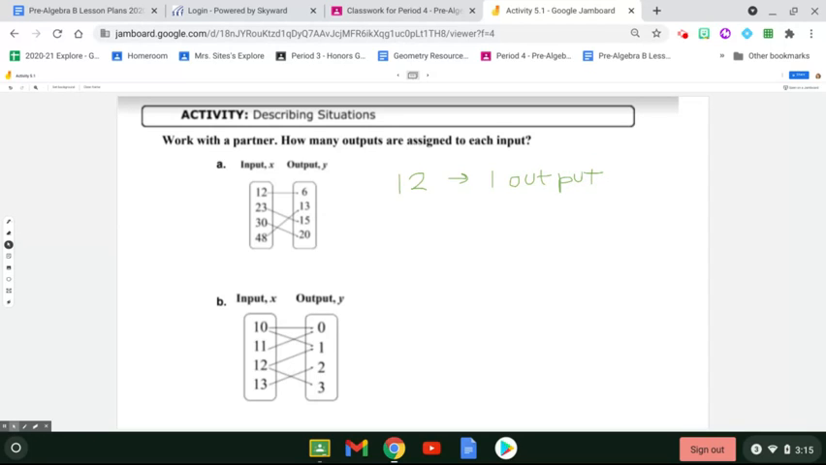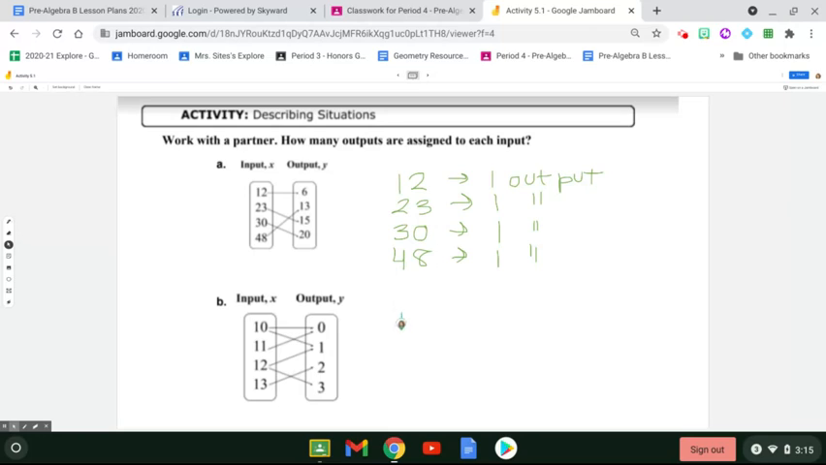Okay, if I look at the input value of 23, how many outputs does it have? It has 1, it's 15. So 1 output. Okay, how many does 30 have? It has 1. How many does 48 have? It has 1. And that value is 13. Okay, let's do the same thing down here.